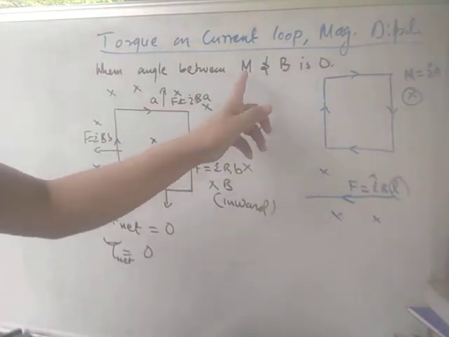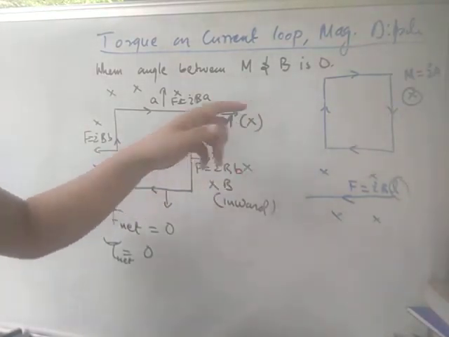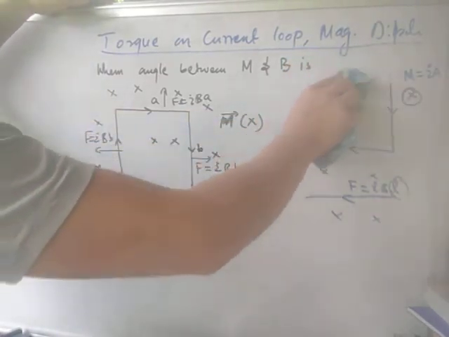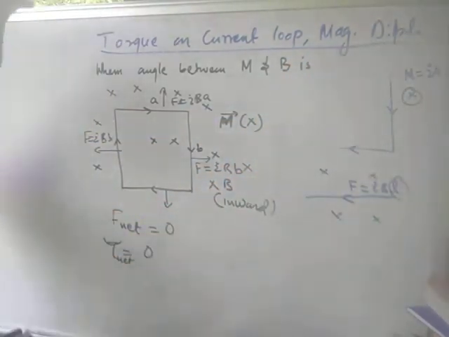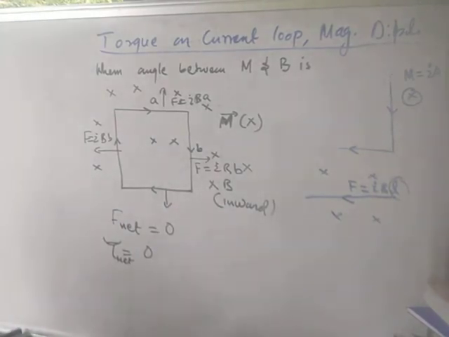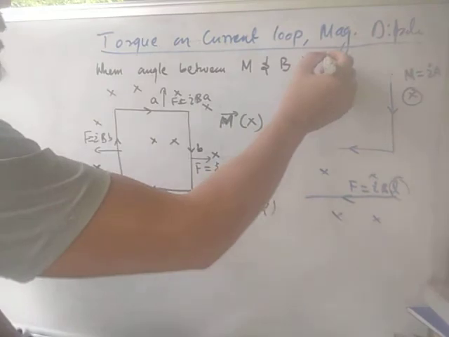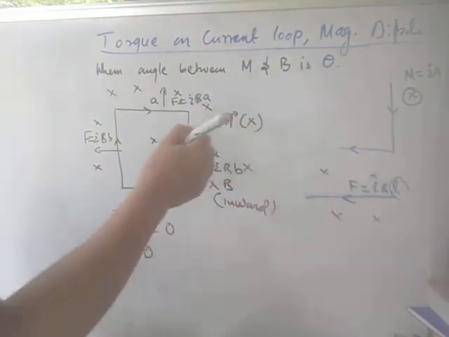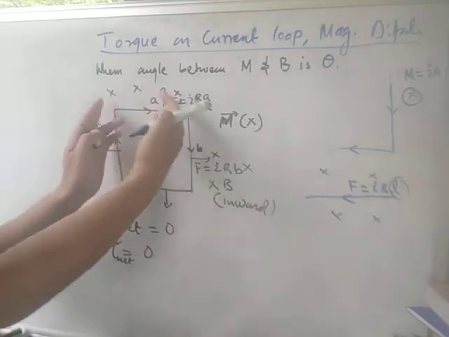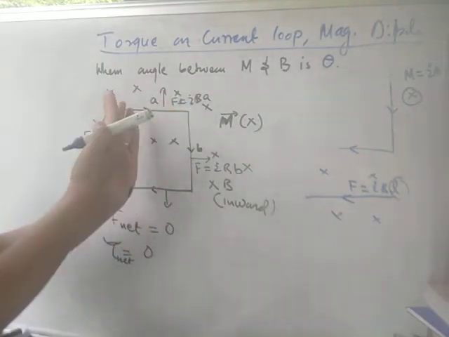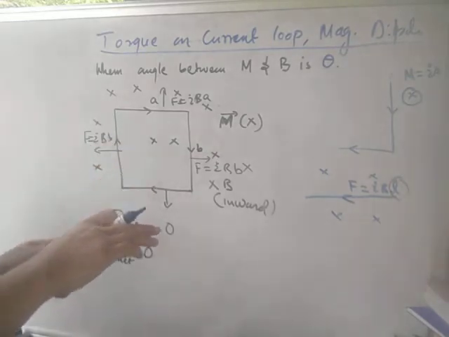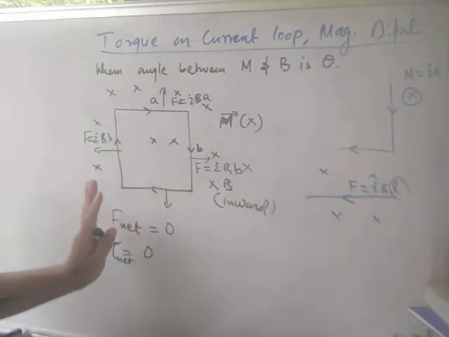Clear? Understood? Now for the second case we have to change this. The angle between M and B, we have to understand, is theta. So if you rotate this rectangular current-carrying loop by some angle, then there is a torque. Net force is always 0, remember this.